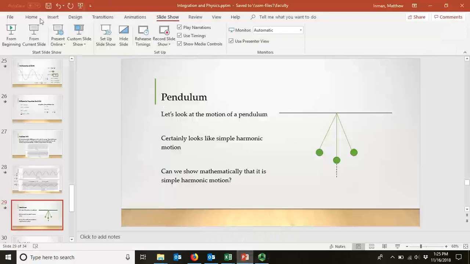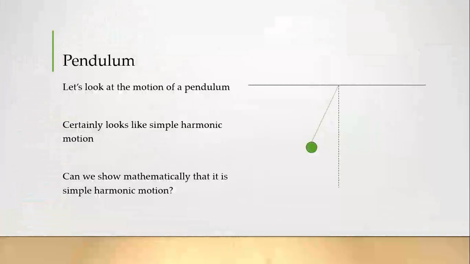Alright, so in this lesson we're going to start taking a look at the pendulum. And the thing to point out about the pendulum is if we watch its motion here, we see that it looks an awful lot like simple harmonic motion. In fact, it's usually one of the examples that I give for simple harmonic motion. But can we show mathematically that the motion of a pendulum looks similar to the motion of the spring mass system or any other simple harmonic motion?